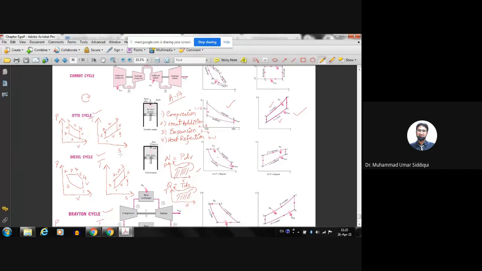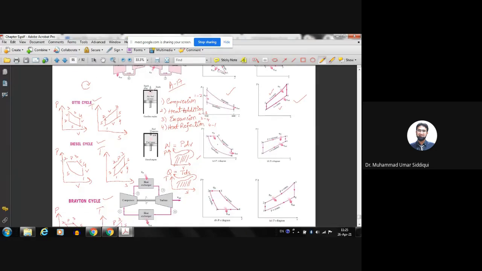Then look at the diesel cycle. This is the diesel cycle I have drawn. And look at the diesel cycle here, PV diagram. Then this is the TS diagram I have drawn for the diesel cycle. This is the TS diagram here. None of the lines is horizontal. Even the top line from 2 to 3 looks horizontal, but it is not, because horizontal would mean the temperature is constant. Temperature is not constant, so pressure is constant.